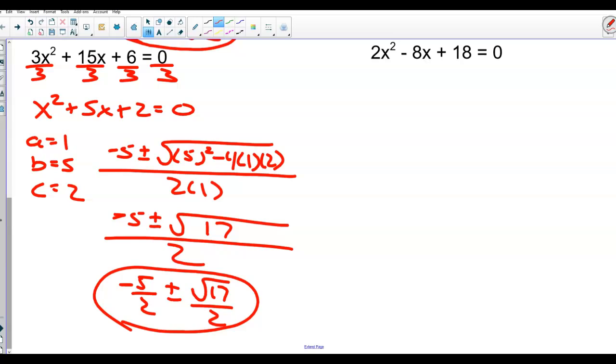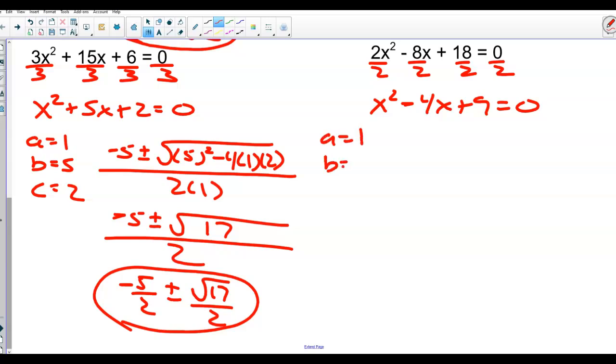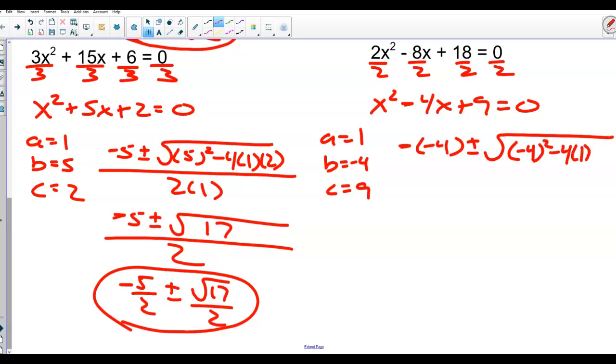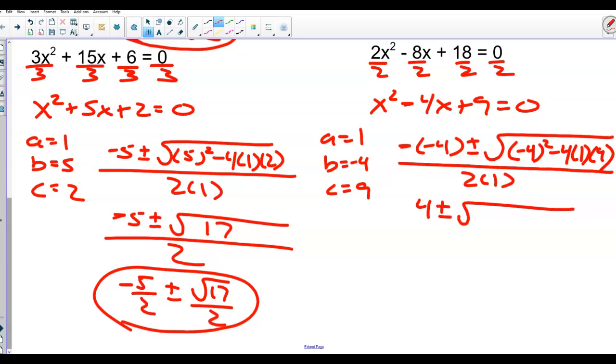Second one, same deal. I'm going to divide everything by 2 if I can take out a GCF. X squared minus 4x plus 9 equals 0. My A is 1, my B is negative 4, my C is 9. Negative, negative 4 plus or minus negative 4 squared minus 4 times 1 times 9 over 2 times 1.